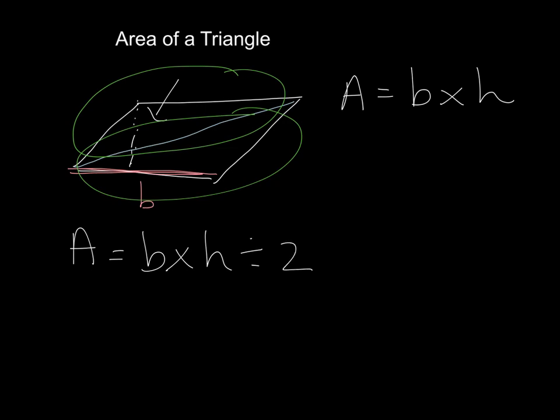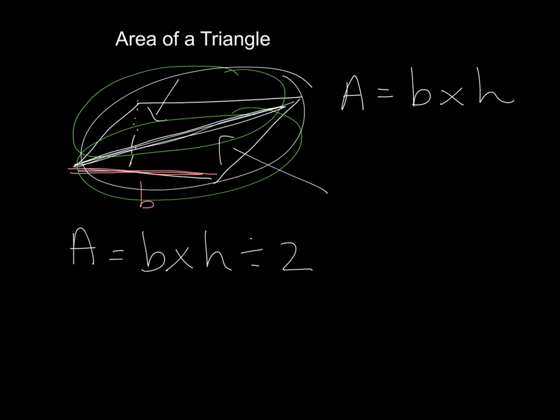if we simply just did base times height, we would be finding the area of the entire parallelogram. But as you can see, a parallelogram is two triangles in half. So if we were just finding the area of one triangle, we would have to divide our answer in 2 or divide by 2 to figure out what the area of that triangle would be.